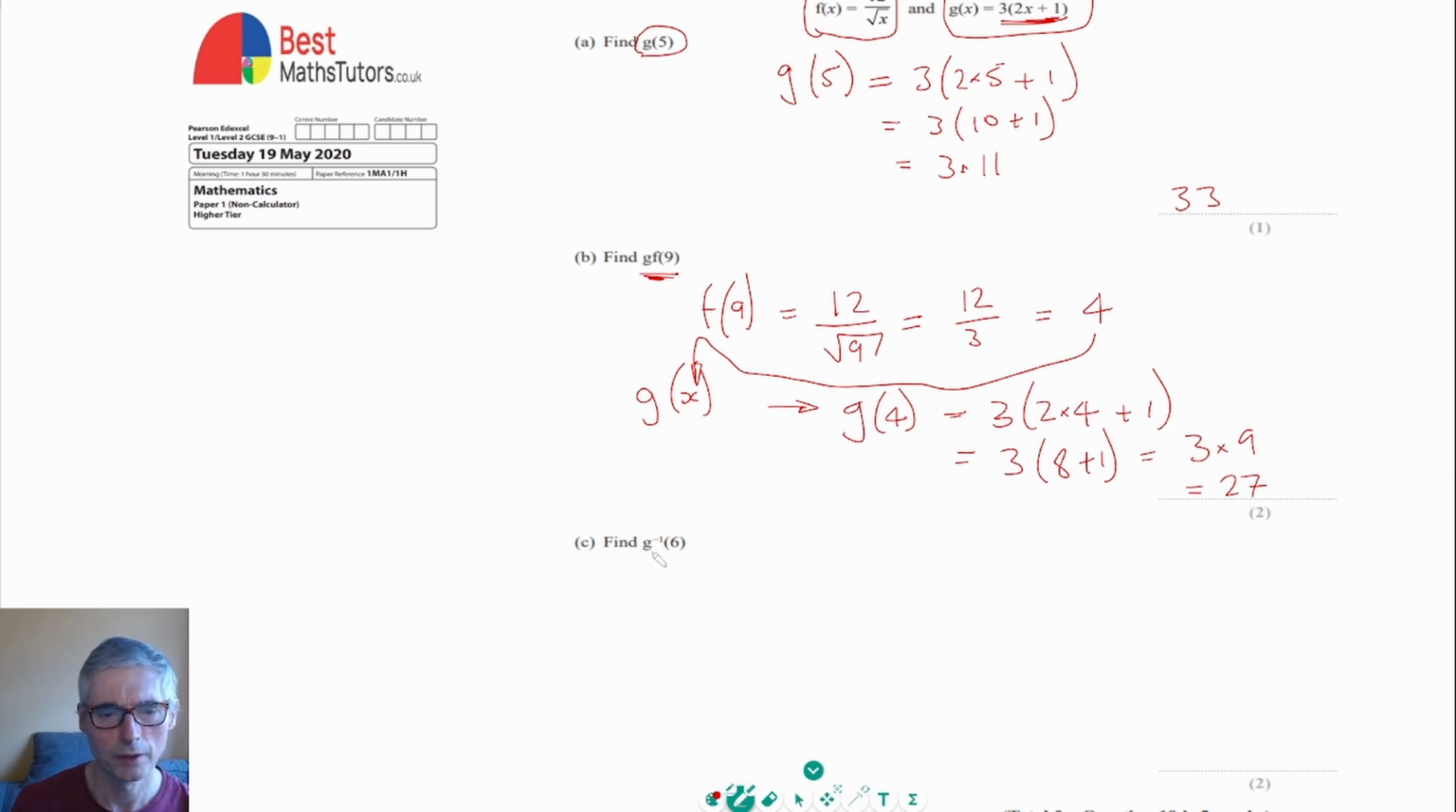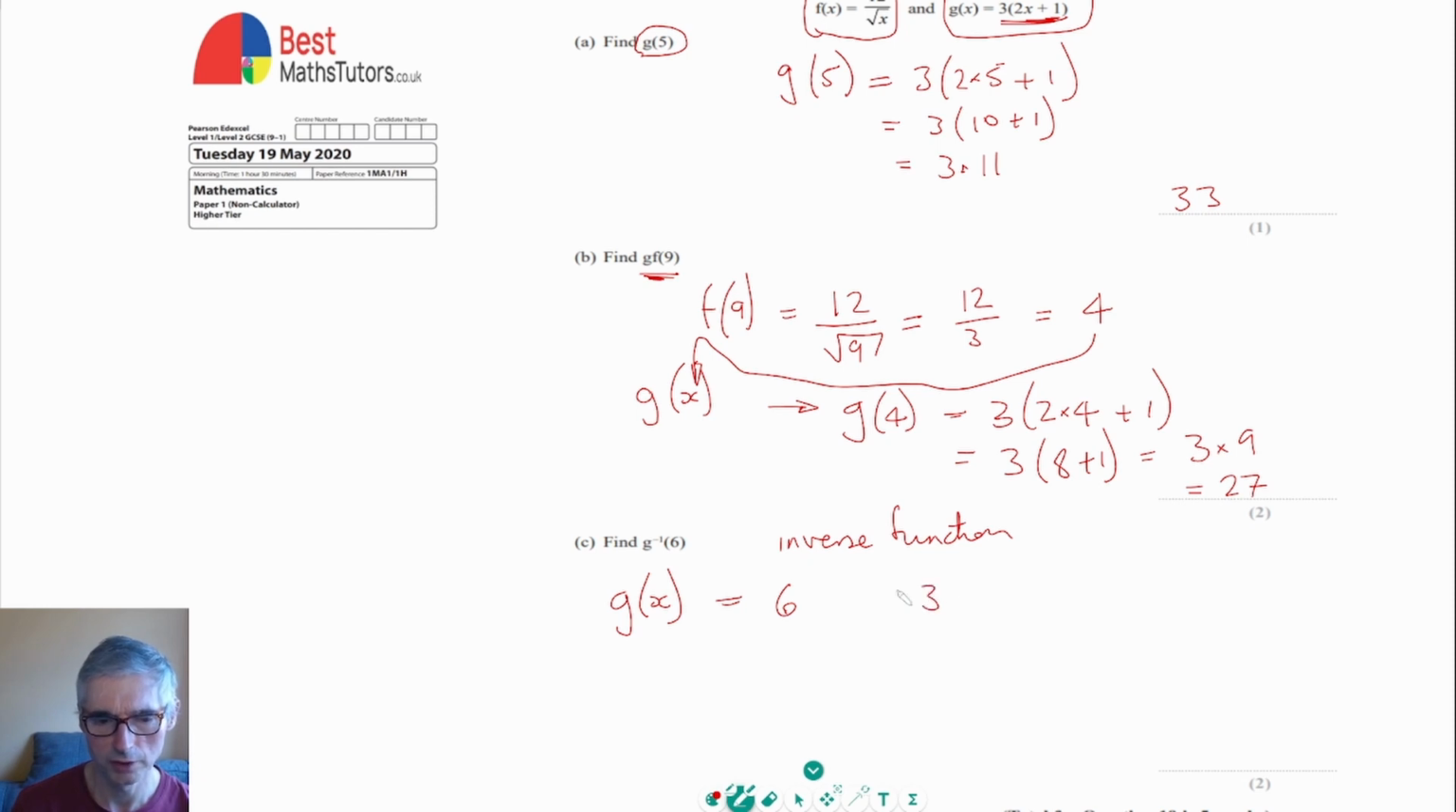But this last part, it says g to the minus 1, and that means it's the inverse function, which basically means the reverse. So it's asking us to find the value of x for which, if we put a number into g of x, what we'd expect to get out is 6. We want to know what value of x we could have put into the function first of all that would have given us 6 out? So really it involves setting up an equation.